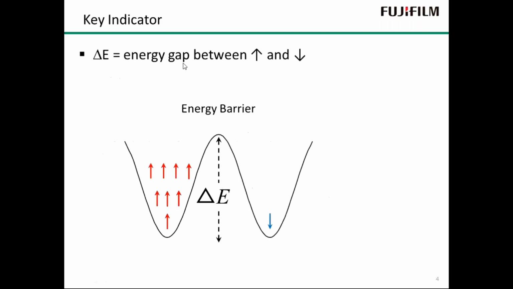Okay, so I'm going to explain the key indicators and some very basic physics in order to understand the stability of magnetization. Here is the key indicator: delta E, which is equal to the energy gap between upside magnetization and downside magnetization. Here is an image of the energy barrier. If you need to switch magnetization from upside to downside, we need an energy of delta E in order to overcome this potential barrier.